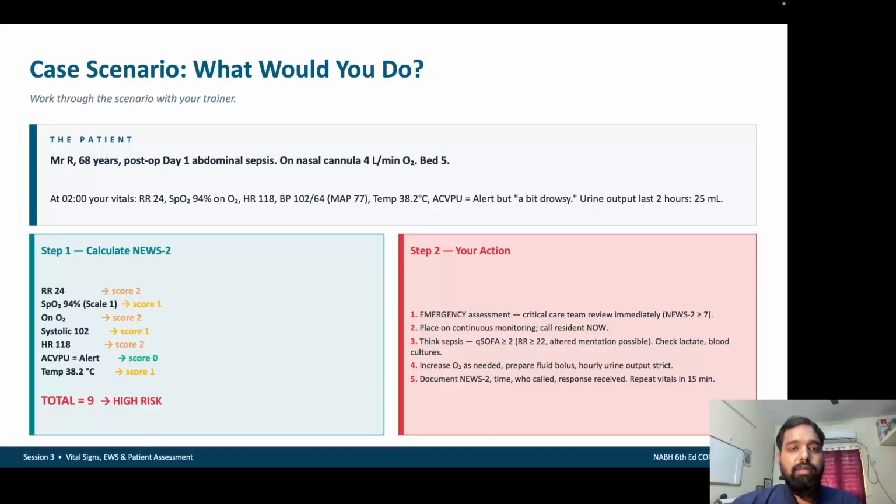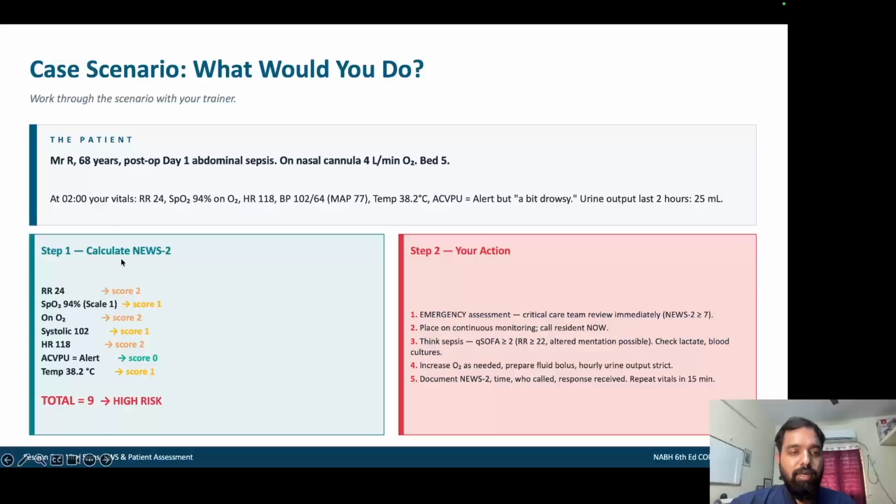Let's go through a case scenario. What would you do? Work through the scenario with your trainer. The patient, Mr. R, 68 years old, post-op day 1, abdominal sepsis, on nasal cannula O2 at 4 liters per minute in bed number 5. At 2 p.m., your vitals are respiratory rate 24, saturation 94 on O2, heart rate 118, BP 102 by 64, MAP of 77, temperature of 38.2 degrees centigrade. The patient is alert but a bit drowsy. Urine output in the last 2 hours is 25 ml.